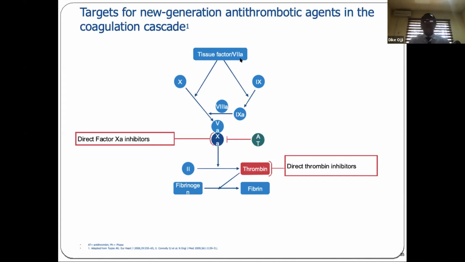So when you talk about the new oral anticoagulants, we have those like direct factor Xa inhibitors. So we're talking about rivaroxaban, apixaban, and also direct thrombin inhibitors like dabigatran.